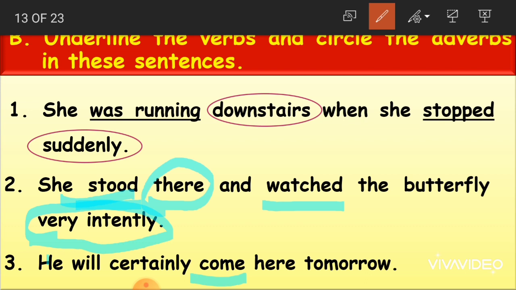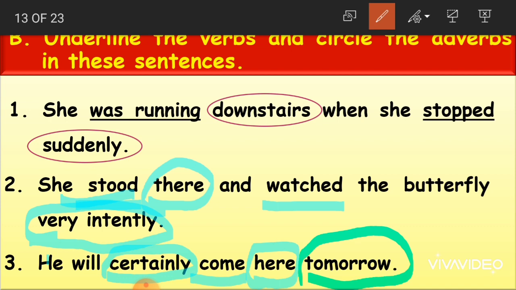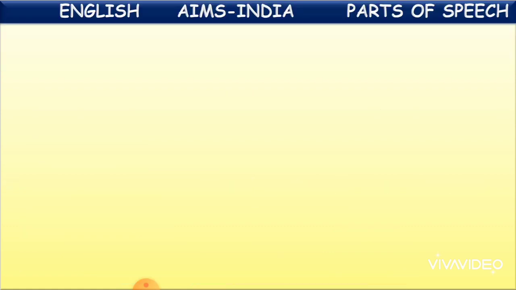He will certainly. Certainly. This becomes our adverb, because it is telling about the verb. Where? Here. This is also an adverb. When? Tomorrow. This is also an adverb. So, he will certainly come here tomorrow. And here, certainly, here and tomorrow, these three are adverbs and come becomes our verb. Understood, children? Yes. We'll go to some other exercises.